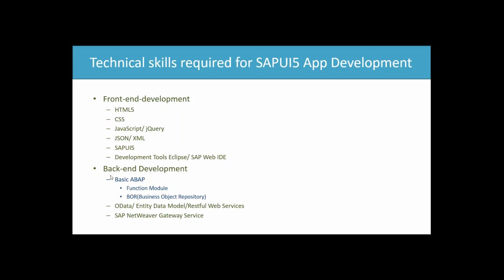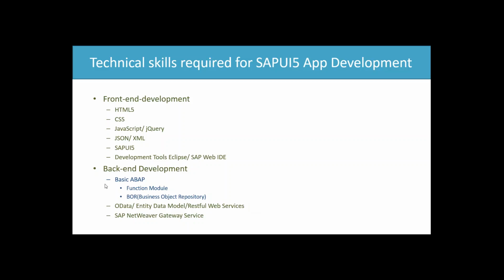And yeah, again, to have a backend development, we need to know what is OData, what is an entity data model, what do we mean by RESTful web services. Especially RESTful web services is for the architect to know exactly why we are using web services. And yeah, SAP NetWeaver Gateway.